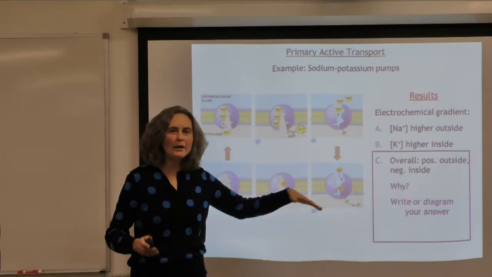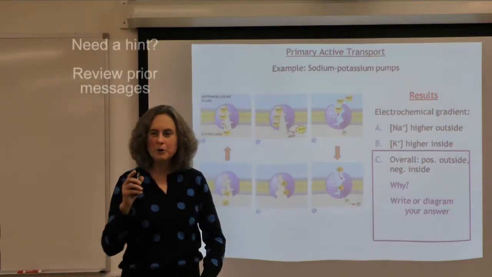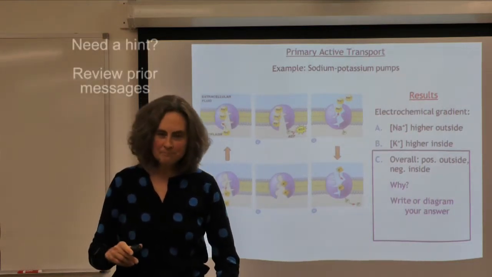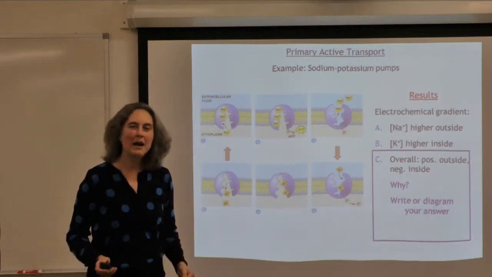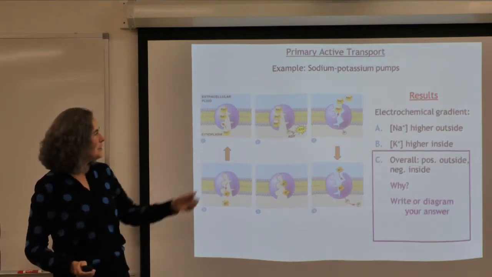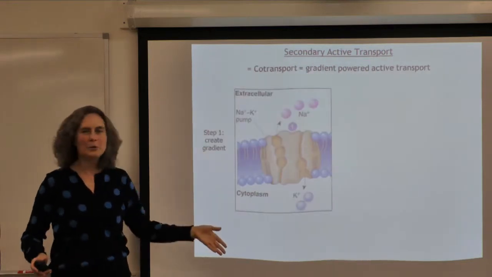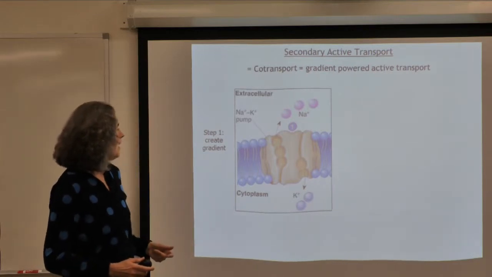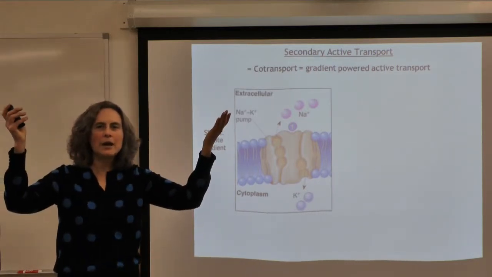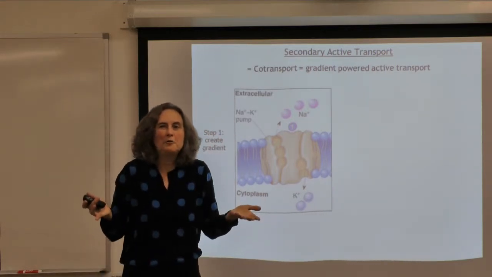And then I'd like you to write or diagram your answer on your study group handout, and I'll give you a minute to do that. And thank you. Now we're going to move on, and we're going to consider what the consequences are of that primary active transport. We created an electrochemical gradient. Well, what's that good for?